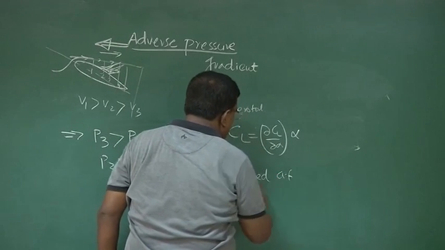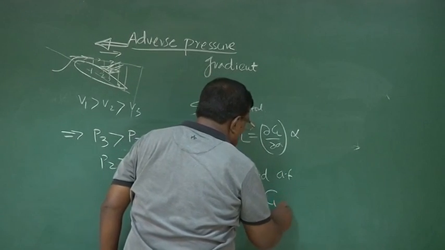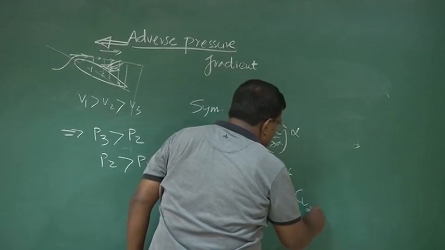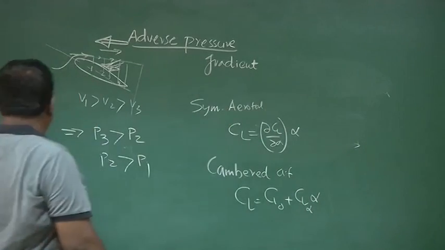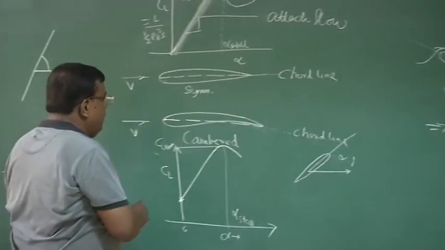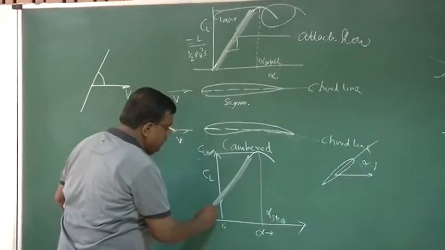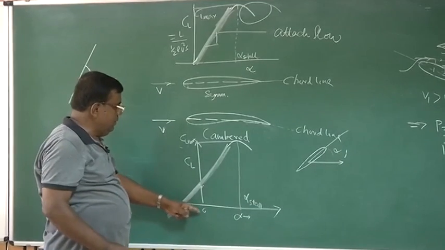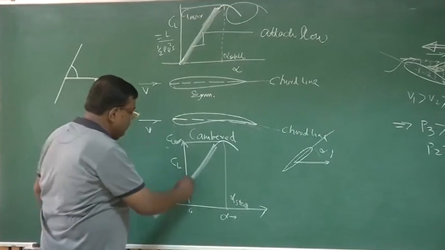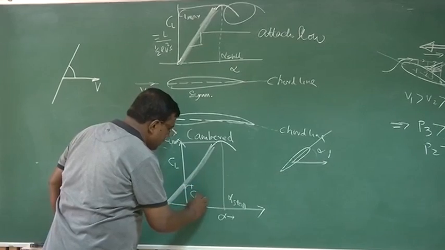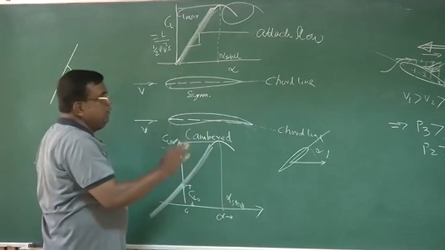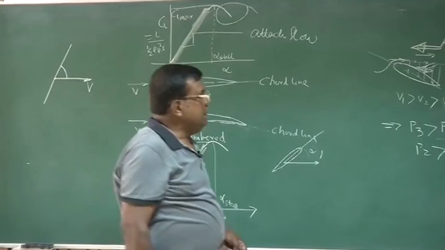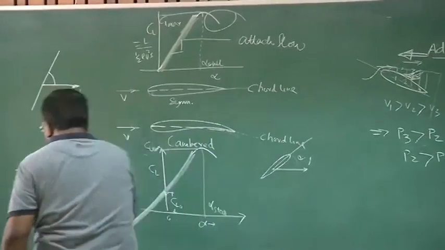aerofoil, I will write CL as CL naught plus CL alpha into alpha. Because for a cambered aerofoil, at alpha equal to 0, there is some CL, which I will be referring to as CL naught. So I can model CL as this.